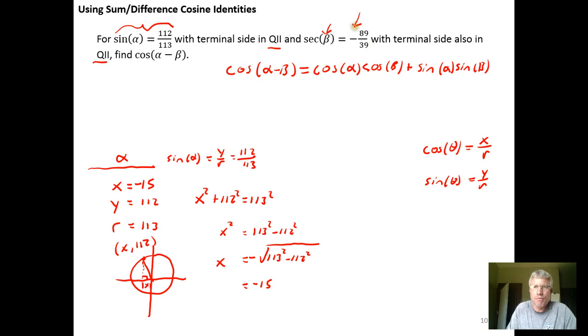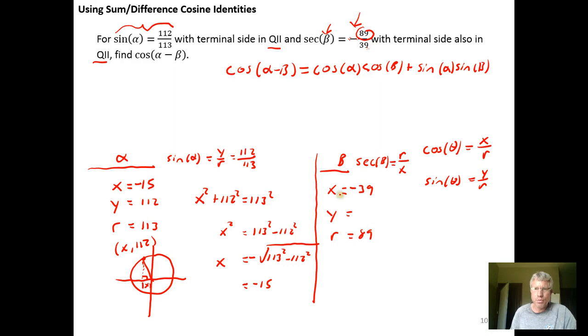And then we do the same thing for angle beta. What do we know? We have the secant, and we remember that the secant of an angle is defined to be r over x, because it's the reciprocal of the cosine function. That tells us that r is 89 and x is negative 39. We're in quadrant 2. R is always positive, the x coordinate must be negative, and we don't know what y is. We do know what r is. R is 89.